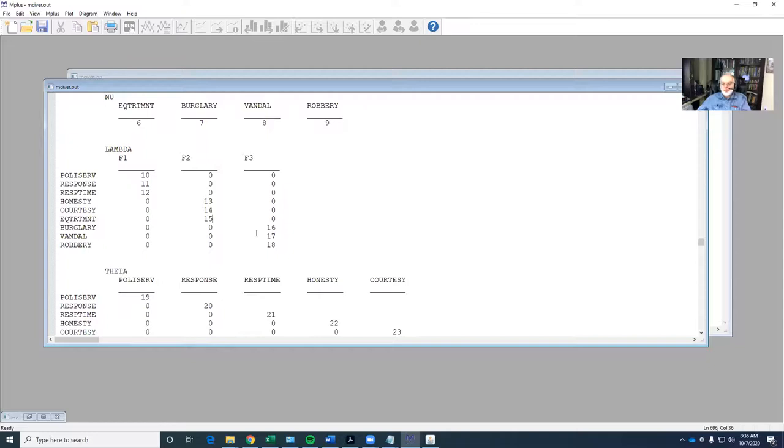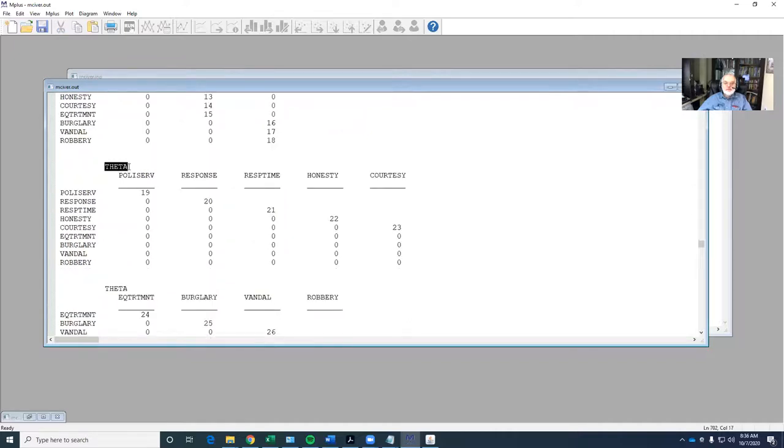When we rerun this model and fix the first loading to one, you're going to see a zero here, and a zero here, and a zero here. Theta is the matrix of variances and covariances of errors. So in this model, I'm assuming that each of my manifest variables has an error term. If there were a covariance, that would be indicated by some number other than zero here.